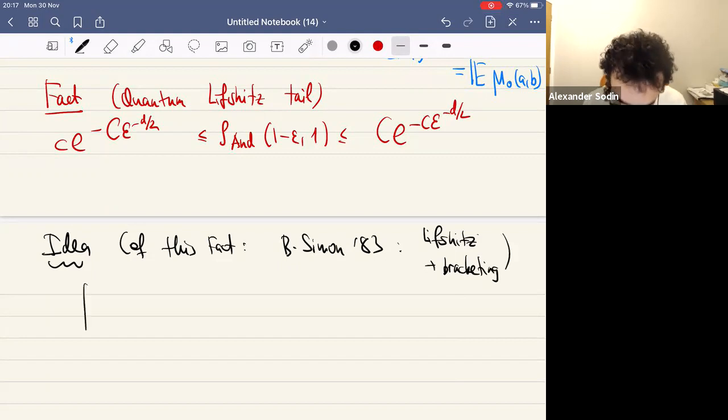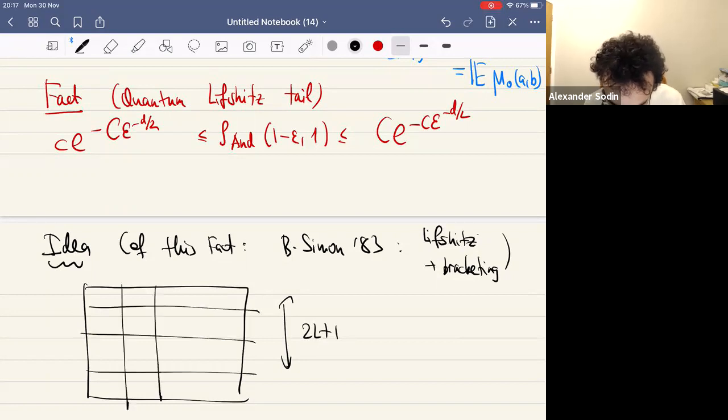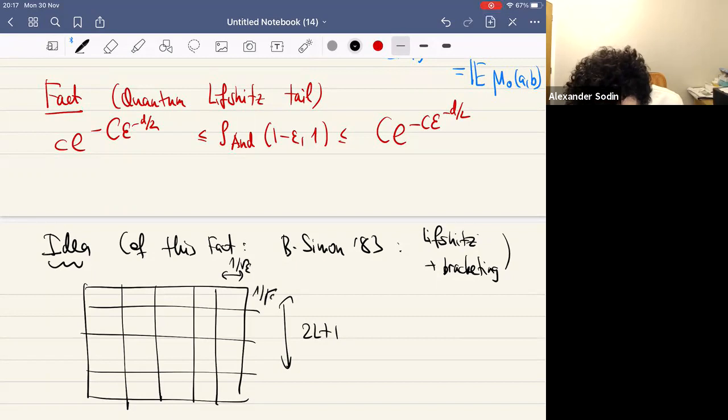The idea is as follows. We take our large box of size 2L+1 by 2L+1, and we divide it into small boxes. It turns out that there's an important characteristic scale, which is 1 over square root of epsilon. So the volume of each box is epsilon to the minus d over 2, since the side length is epsilon to the minus 1/2, and this is what will appear in the exponent.